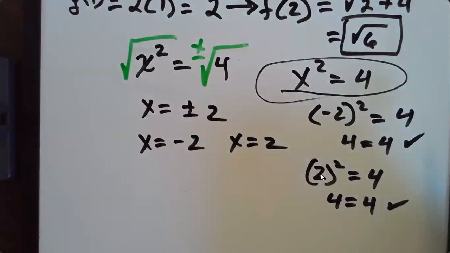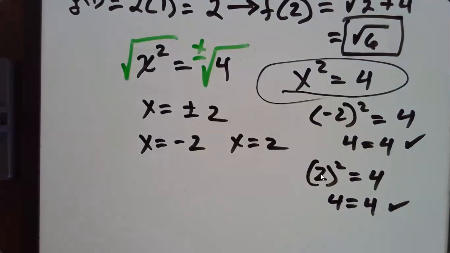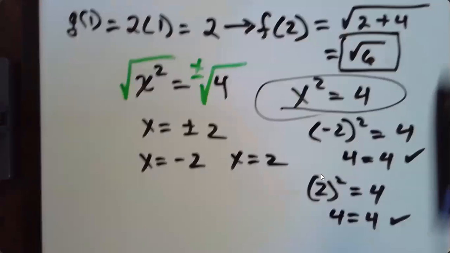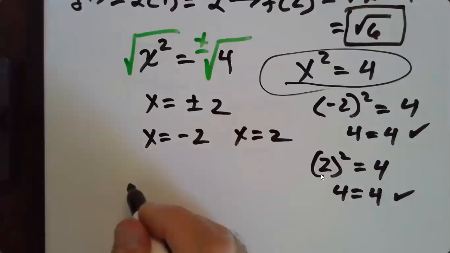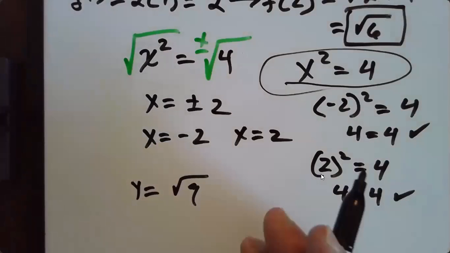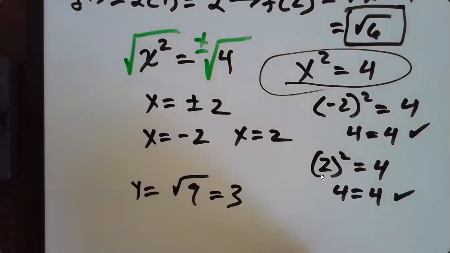Okay? So that's why we use plus or minus. All right? So that's why this is not plus or minus, because we're not solving. All we're doing is we're starting with the square root. So if we had y equal the square root of, let's say, 9, not trying to solve, that's what we've got. No plus or minus. Okay?